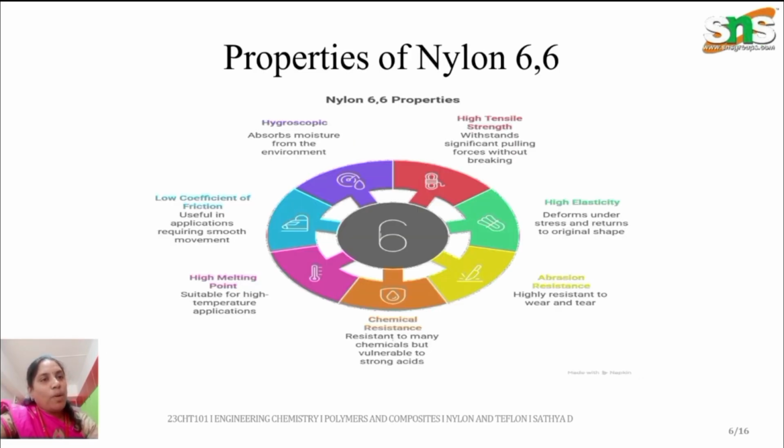These are the properties of nylon 66. It is very hygroscopic and has high strength. It has elasticity: under stress it returns to its original shape. It has chemical resistance, and its high melting point makes it suitable for high temperature applications.